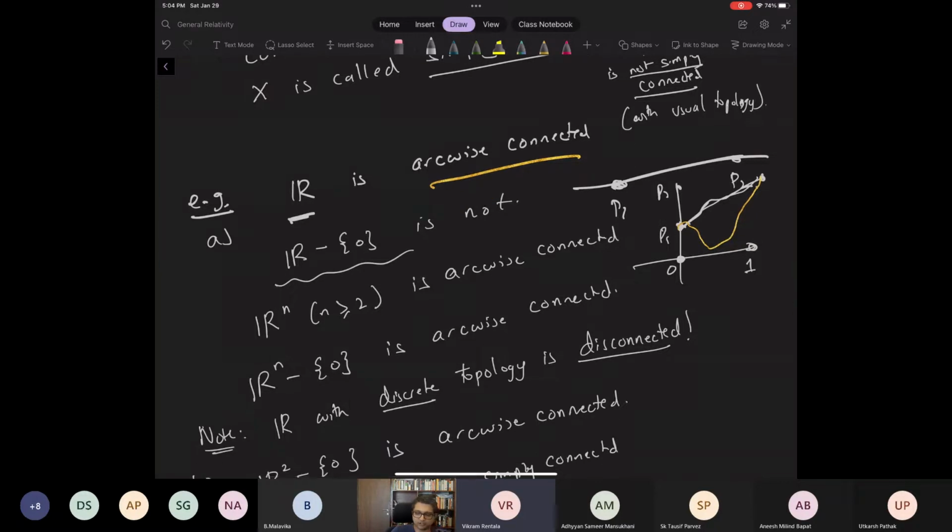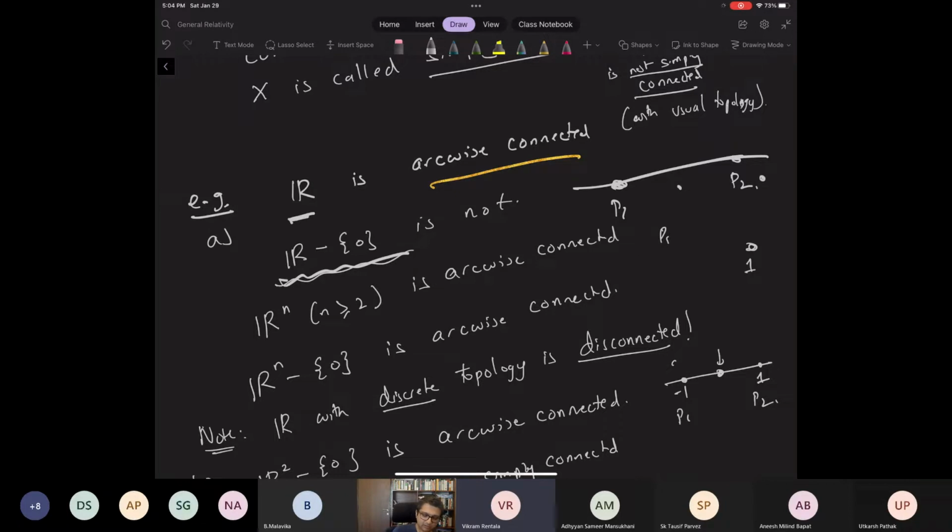If I remove the point 0 from the real line, it's no longer arc-wise connected. Why not? Because one point could lie on the negative side of the real line. Let's say I take -1, and I remove the point 0, and I take the point +1. Let me call these P1 and P2. Now there's no continuous path or function that I can draw which takes me from -1 to 1. So R minus 0 is not arc-wise connected.